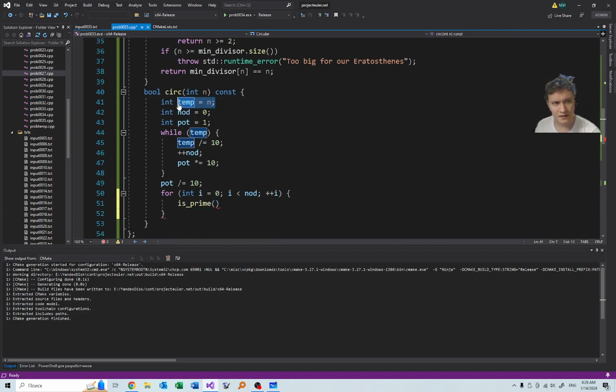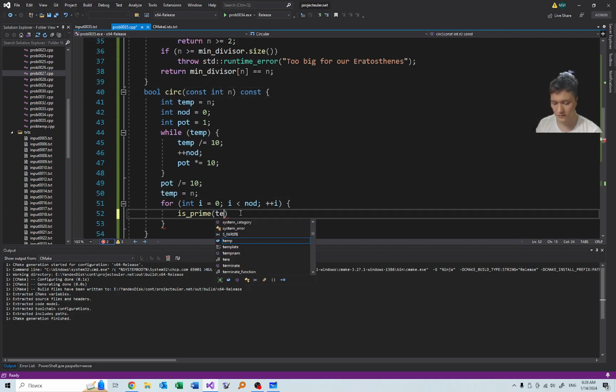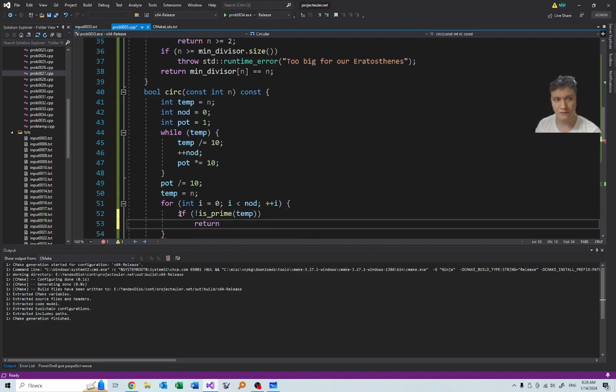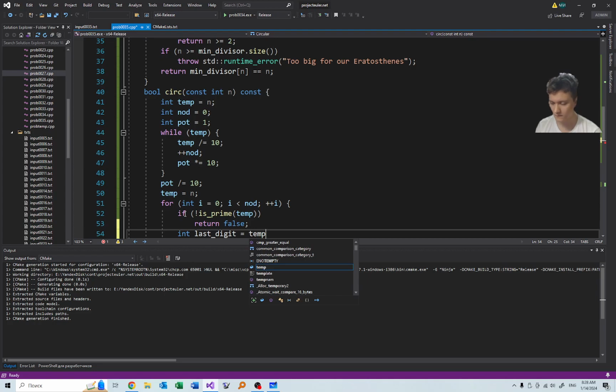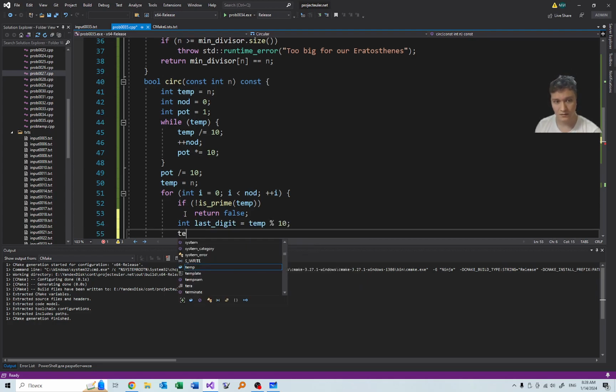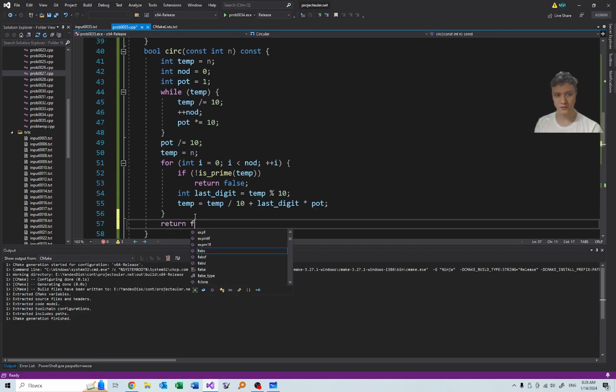Okay, let's again say that temp is n. So if temp is not prime, we return false. Otherwise, we replace temp with temp divided by 10 plus last digit times power of 10. Okay, and we return true.